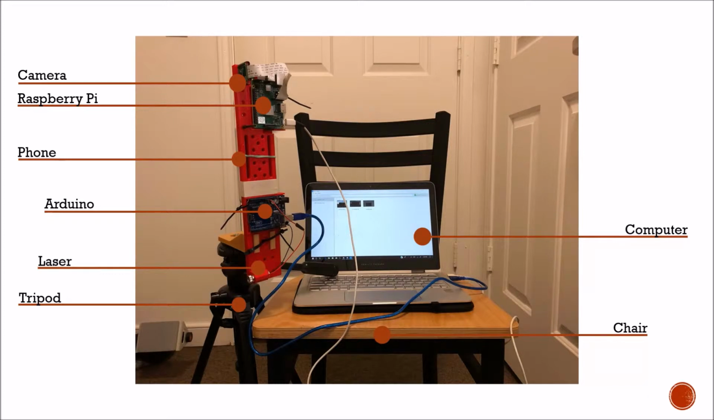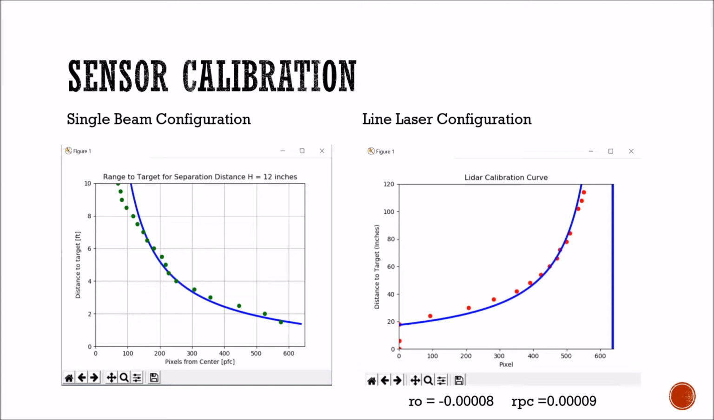Everything is held in place through the use of the 3D printed LiDAR mount, zip ties, and tape, and is then attached to an ordinary camera tripod. My laptop is used to interface with the Raspberry Pi as needed. Next step is sensor calibration. In this step, we did both single beam configuration as well as line laser configuration.